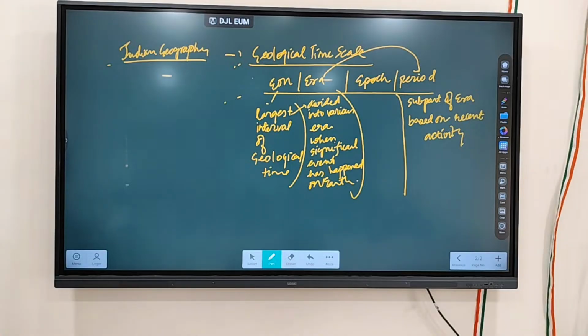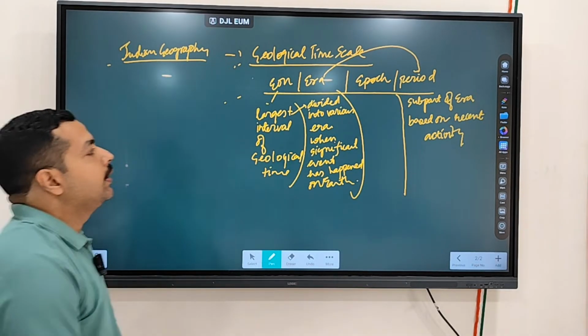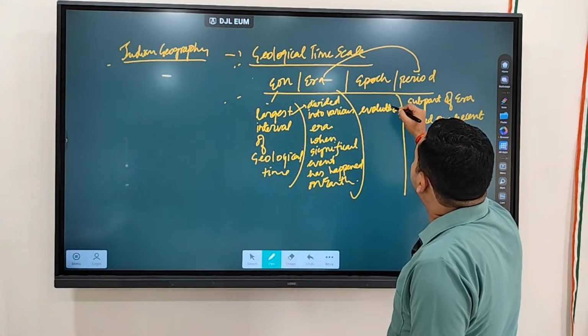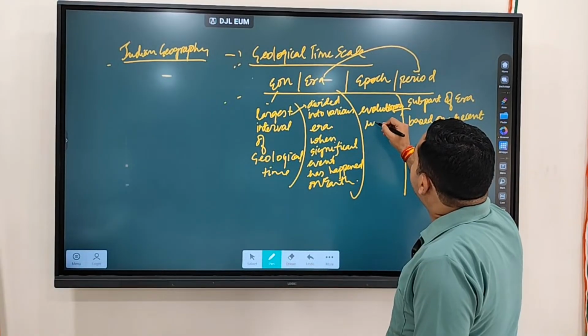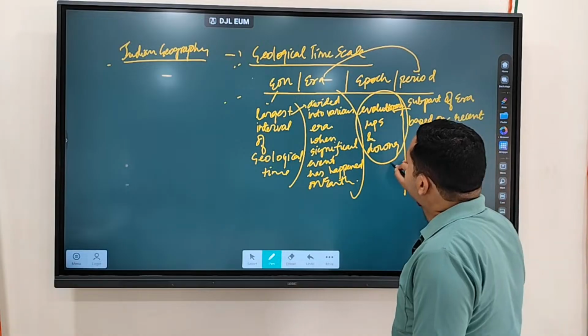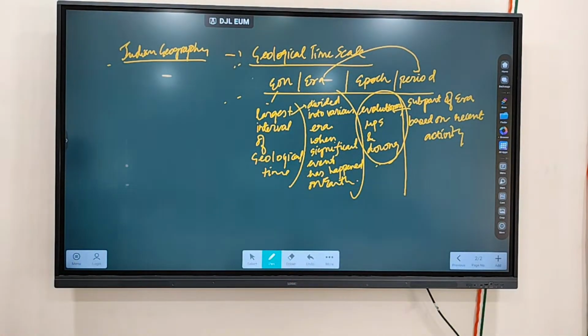And the last that you have is the concept of epoch. Clear? Now what is epoch? Periods are divided into epochs, and epochs are basically denoting the evolutionary ups and downs. So it is indicating evolutionary ups and downs.